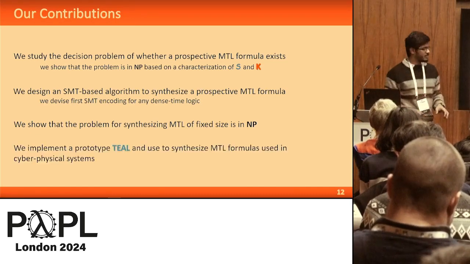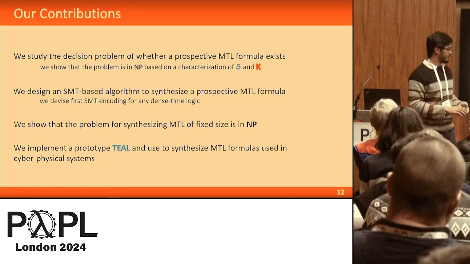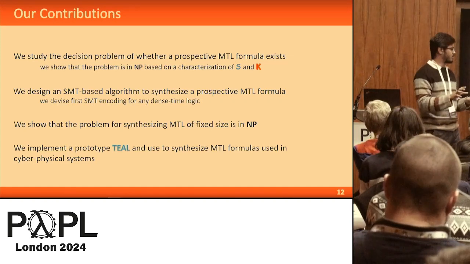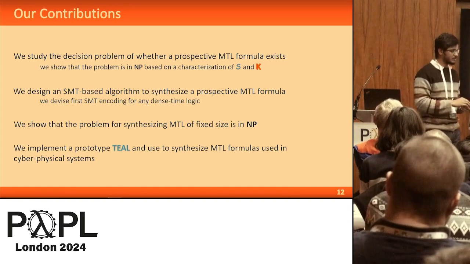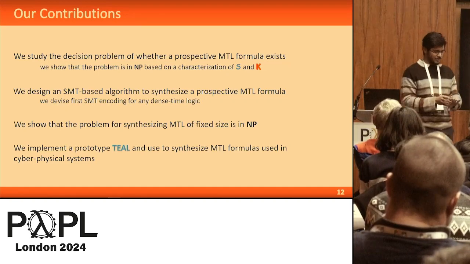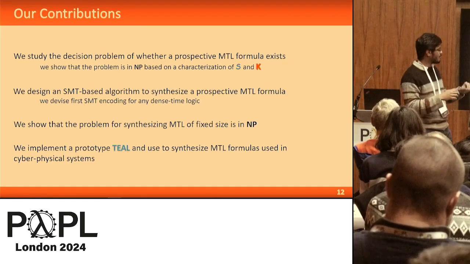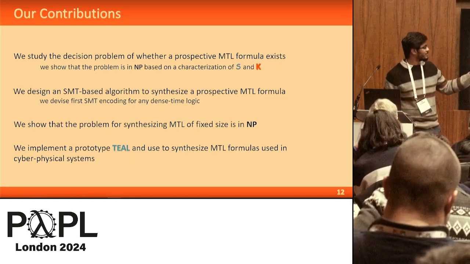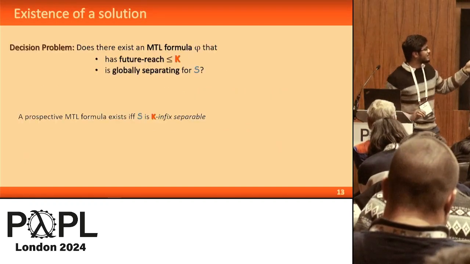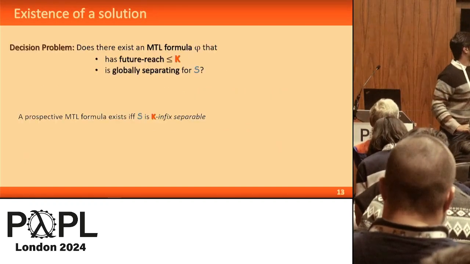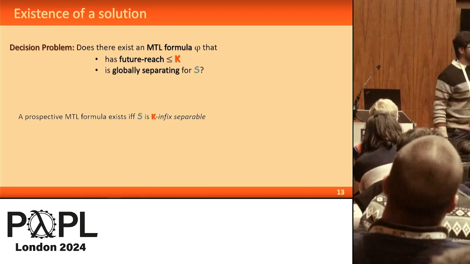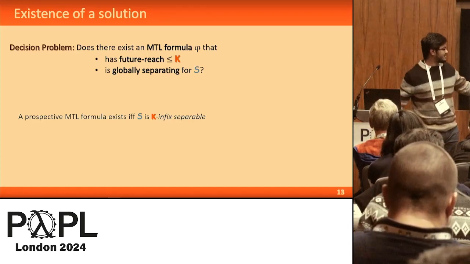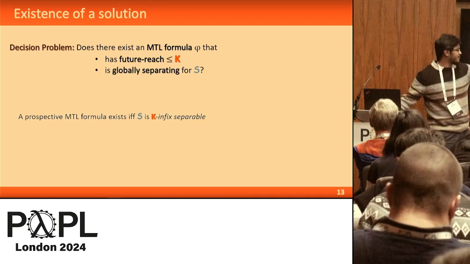And we have implemented the algorithms in a prototype which is open source, and we used it to synthesize some MTL formulas that we got from CPS, Cyber Physical System applications. So in the remaining part of the talk, I will give you some insights into the technical contributions, starting with the decision problem. The decision problem asks whether there exists an MTL formula which can be a prospective solution, that has future reach less than k and is globally separating for the sample. We find that a solution exists if the sample has a property called k-infix separable.